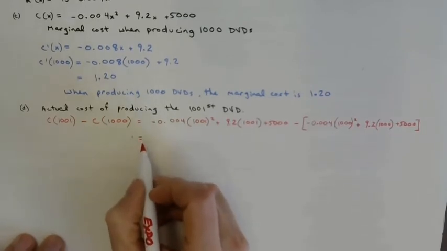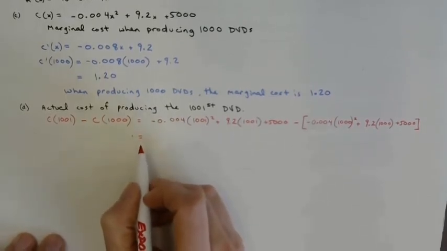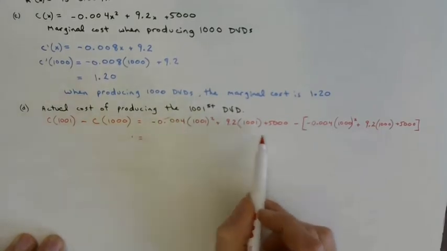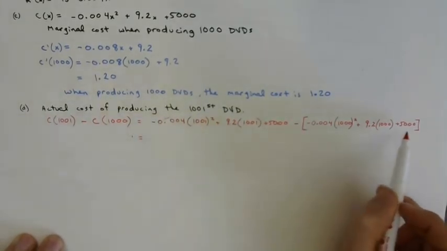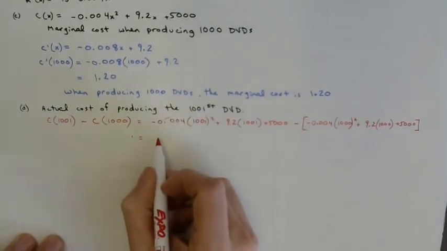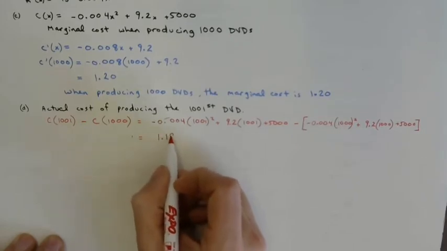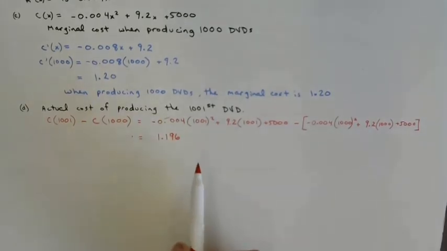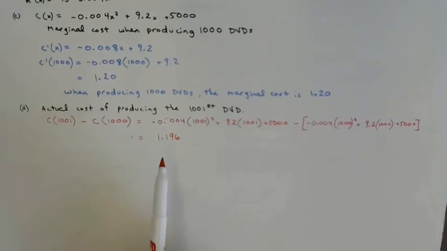And if we carefully work that out, you could put this whole section in your calculator and then subtract this whole section in your calculator, and we would get 1.196. So what does this tell us? It tells us the actual cost of producing the 1001st DVD is $1.196.